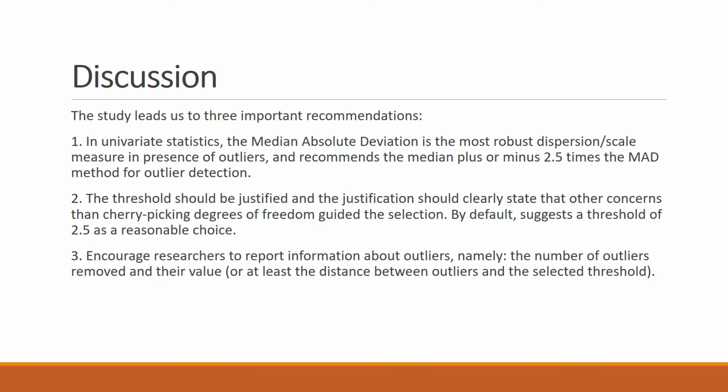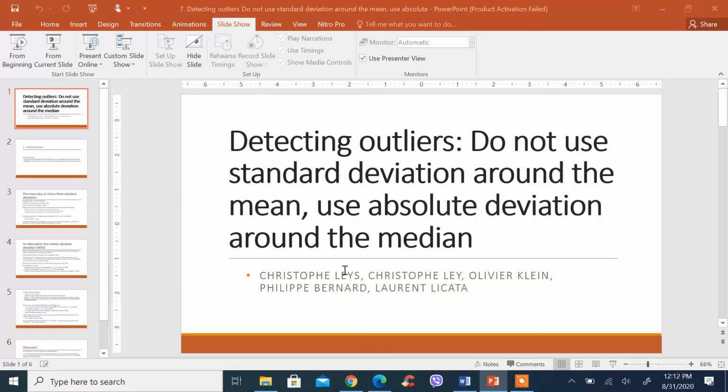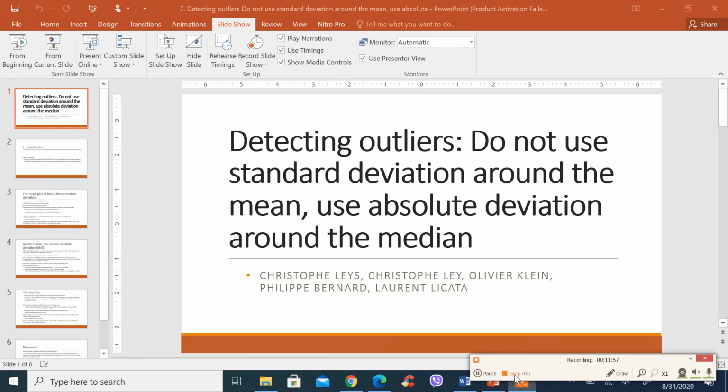Second, the threshold should be justified, and the justification should clearly state the concerns rather than cherry picking degrees of freedom guiding the selection. That is, whether to use 3, 2, or 2.5 should be justified. By default, this paper suggests a value of 2.5. Now, this study encourages researchers to report information about outliers, namely the number of outliers removed and their values. So these were the discussions in the series, and it's the end. Thank you.